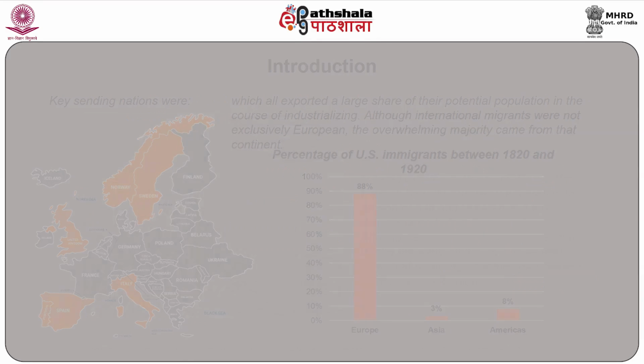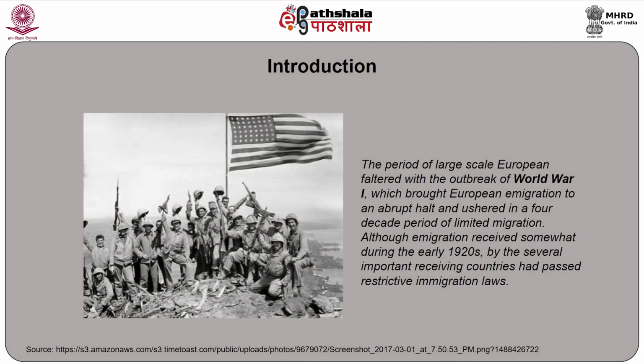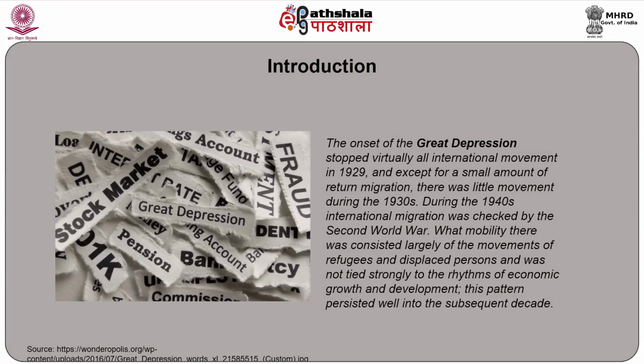The period of large-scale European migration faltered with the outbreak of World War I, which brought European immigration to an abrupt halt and ushered in a 4-decade period of limited migration. Although immigration recovered somewhat during the early 1920s, by then several important receiving countries had passed restrictive immigration laws. The onset of the Great Depression stopped virtually all international movement, and except for a small amount of return migration, there was little movement during the 1930s.